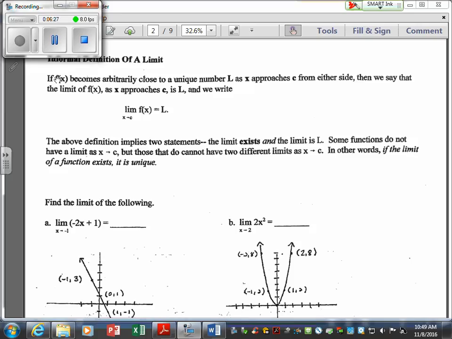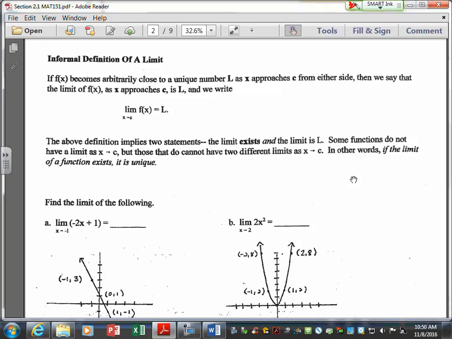It just says if f of x, the function, becomes close to a unique number L as x approaches c from either side, we say that the limit of f of x as x approaches c is equal to L. That's just the formal notation for any function, any value of x. That implies two statements: the limit exists and the limit is L.